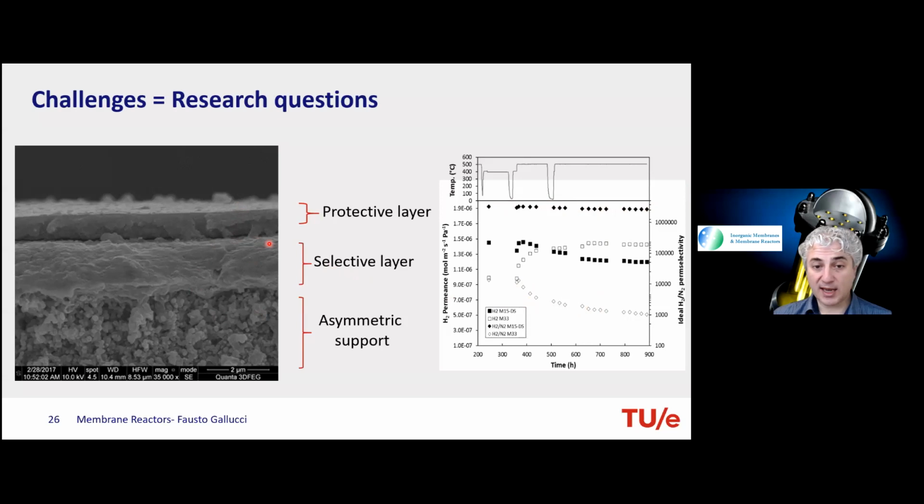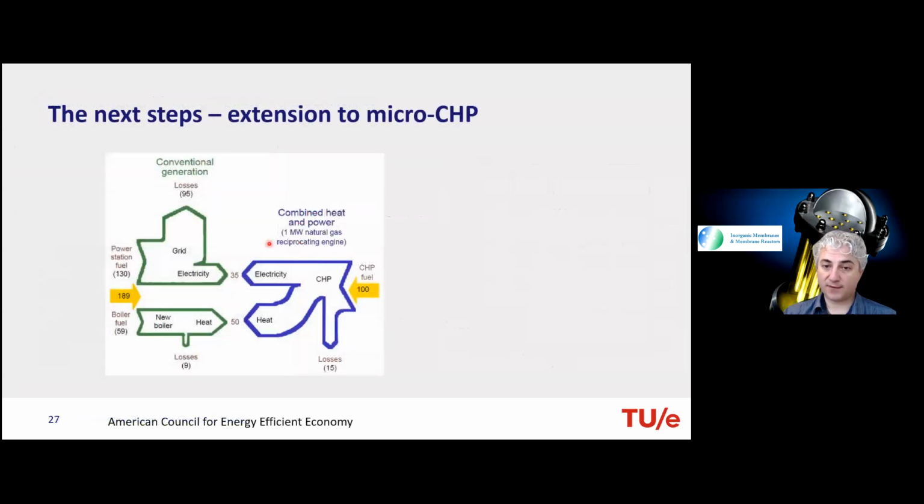Good, this was for large scale. Now allow me to give an idea of how you can use a membrane reactor at small scale, and especially coming back to hydrogen as fuel for heat and power. So we worked quite a lot on combined heat and power production.